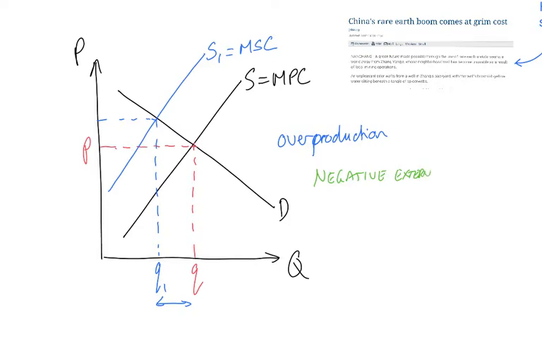But this time, as you would probably imagine, it's a negative externality of production. So we have a situation here where there is a negative externality of production, and as a result, supply is further to the right than it should be, meaning that more of this good is produced than should be the case.